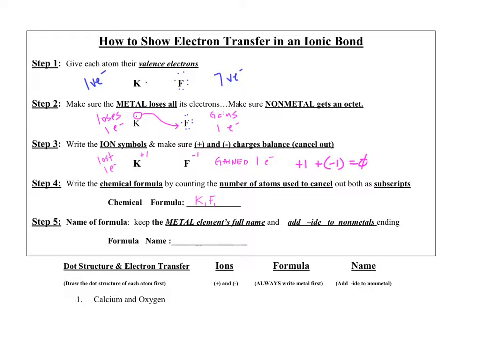Now, as far as naming goes, I keep the metal's full name. So the metal is potassium, and the nonmetal is fluorine. I'll write that down here below. You don't have to write it. But F-L-U, yeah, I think that's spelled right. What happens is that the ending, -ine, gets replaced with -ide. So instead of fluorine, I get fluoride.